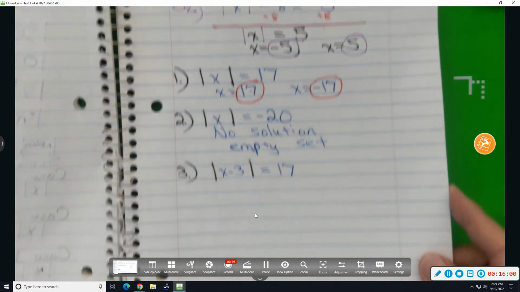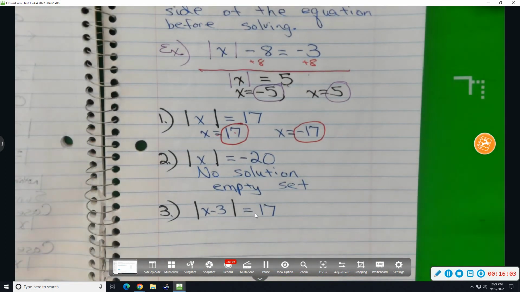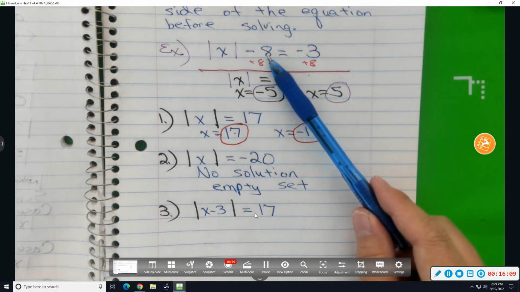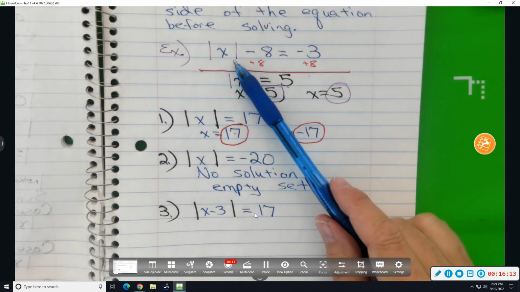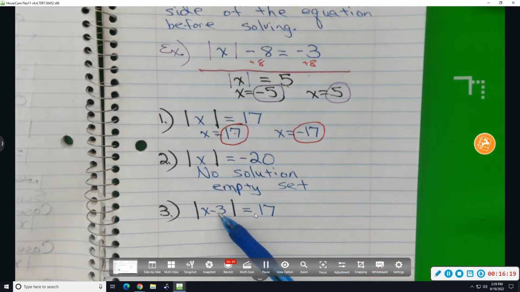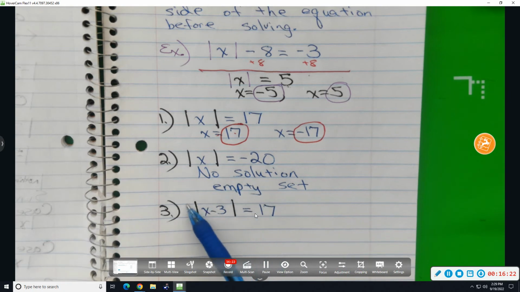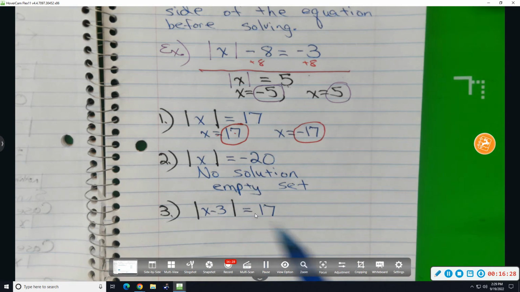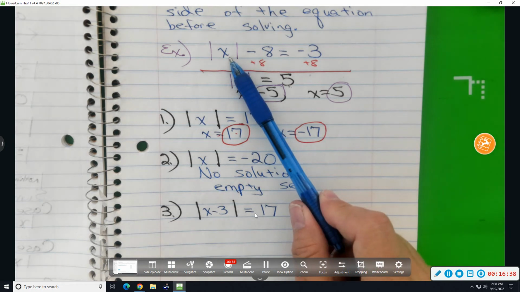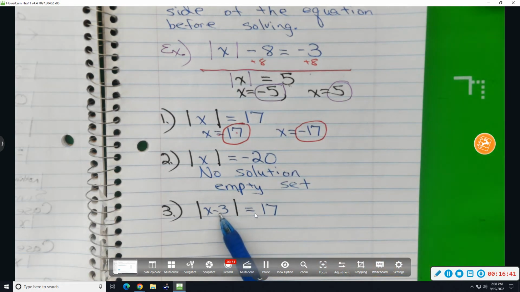Hey, before we go on, I want you to look back at that first example I made up. Notice up here, this first example, that minus 8 was not inside those absolute value bars. So we had to get the absolute value bars by themselves. Here, the minus 3 is part of the absolute value. I claim the equation's already in the desired form. We have a single absolute value on one side, and a positive number on the other side. Notice the difference. You move those terms over when they're not inside the absolute value bars. But here, that minus 3 is inside those absolute value bars, so don't just start adding 3.